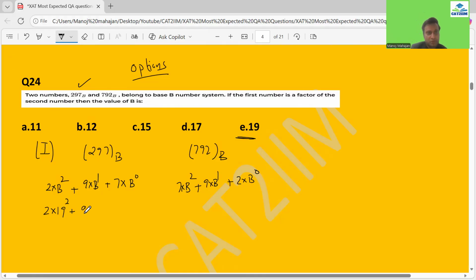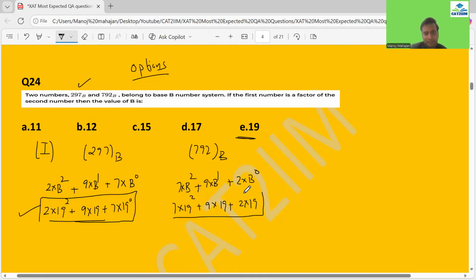So 2 into 19 square, we are going to have 9 into 19, and this is what 7 into 19 to the power 0. So we have to calculate this value, and we have to calculate this value as well. So let's say whatever value you get over here, if this value divides this value, in that case it would be a factor. So as you do in the decimal system, right? So in the same way, we are looking at doing out here. So this is approach one over here. I'll show you the other approach.